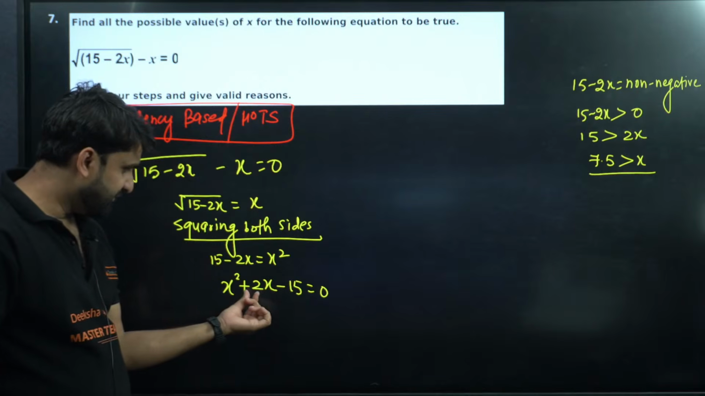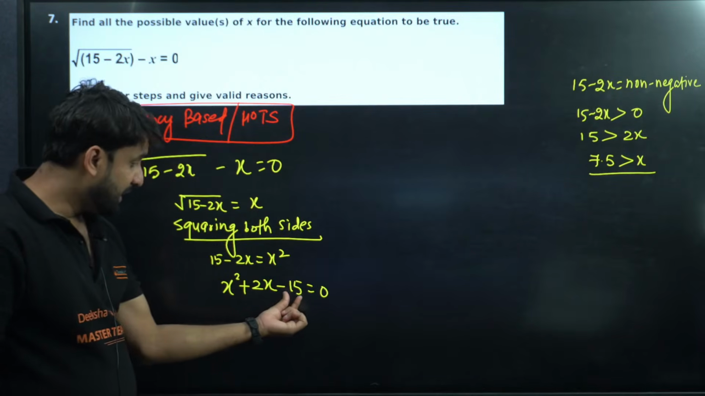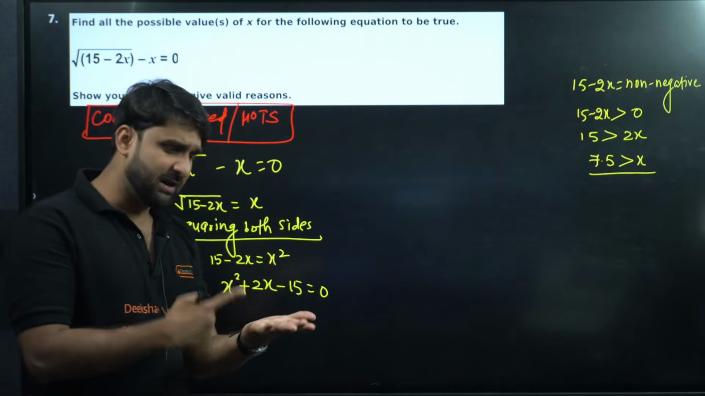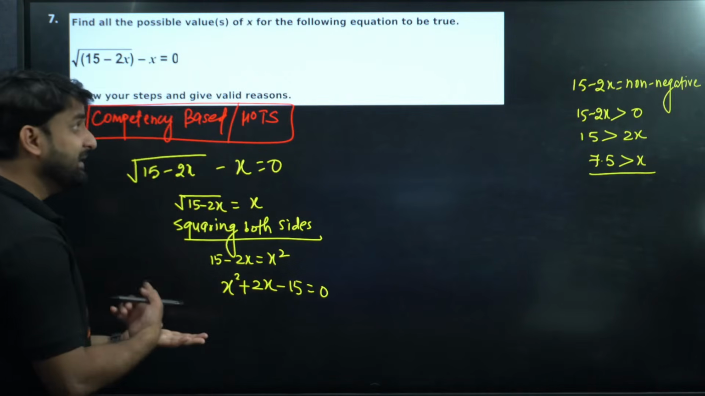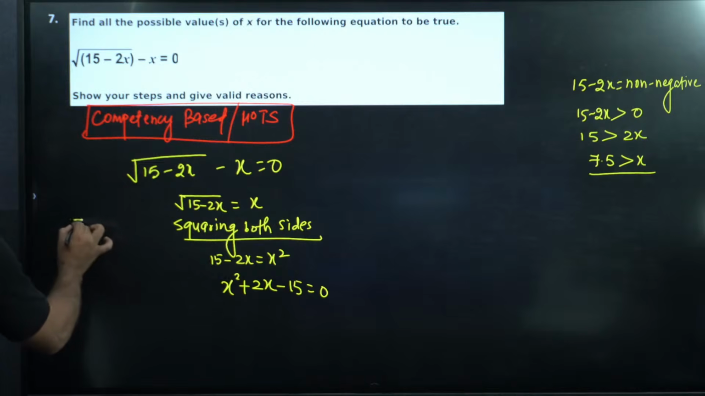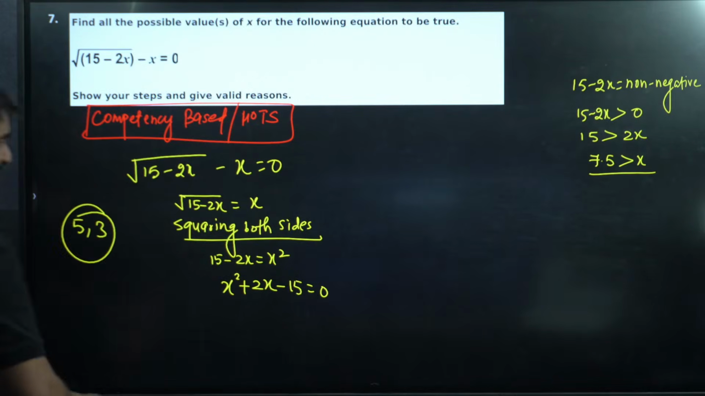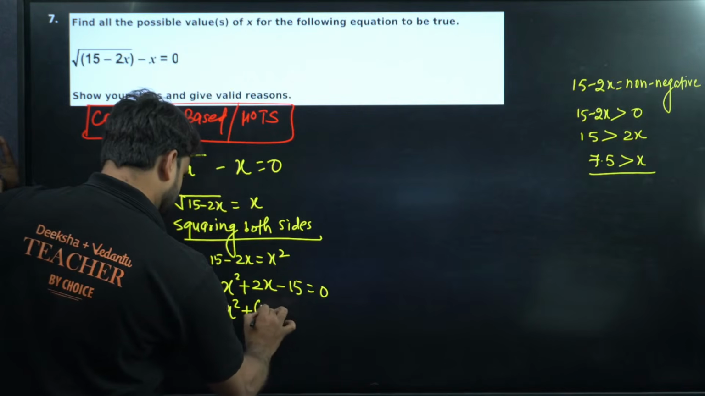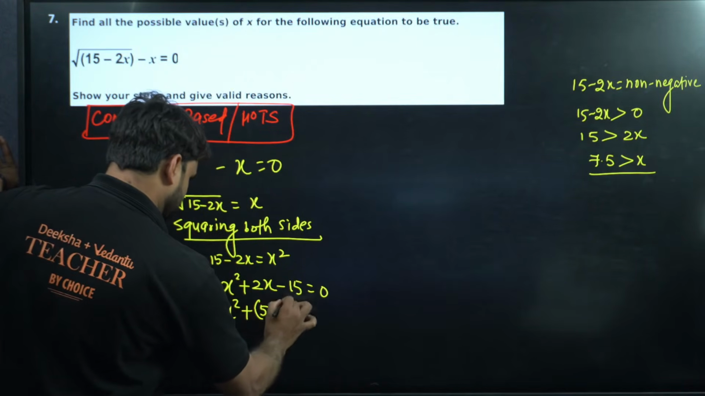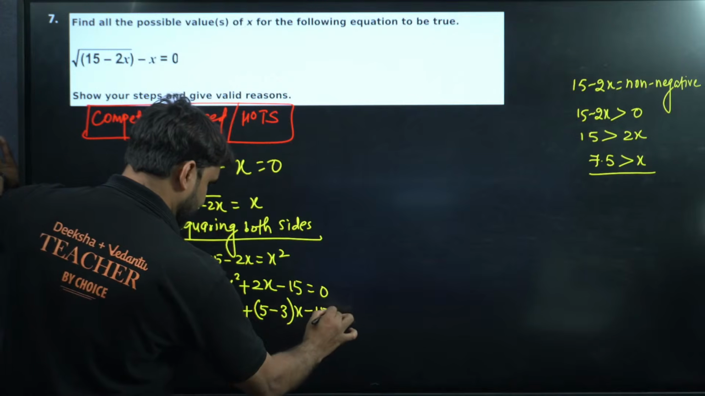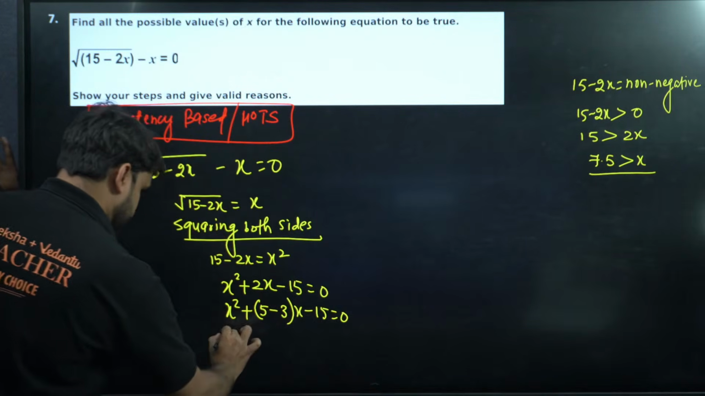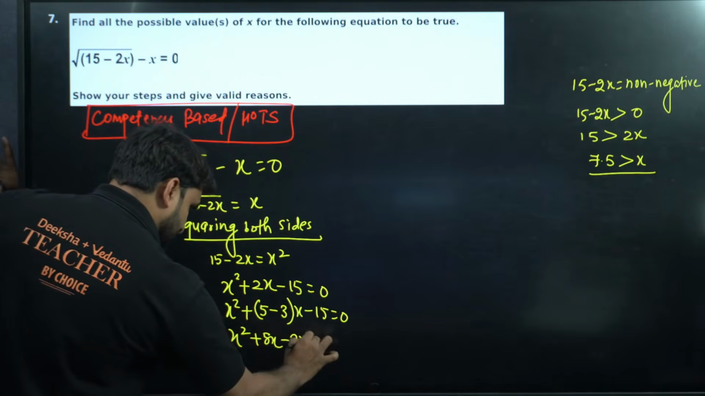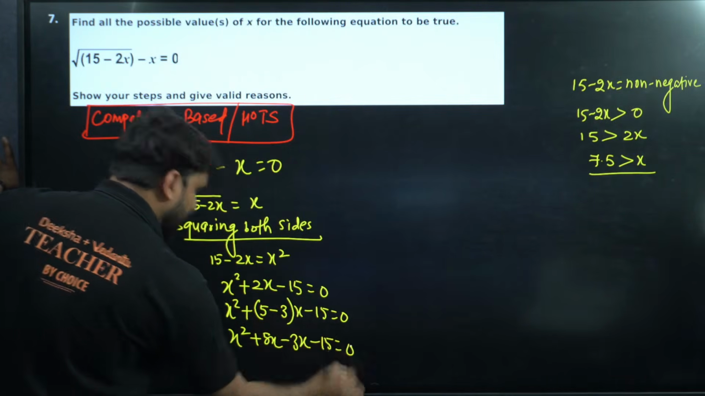This is x square, the middle value is 2, and this is 15. So 5 and 3, we can take the 5, 3 pair. 5 into 3 is 15, and 5 minus 3 is 2. So this is the appropriate pair, 5 and 3. So this 2 can be split as 5 minus 3, x square plus 5x minus 3x minus 15 equals 0.